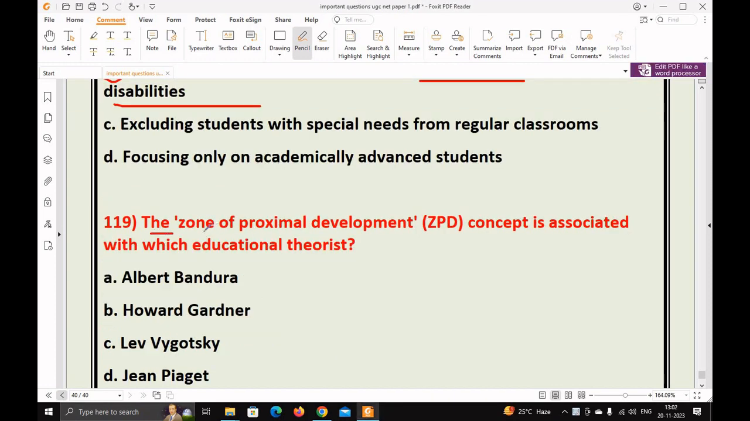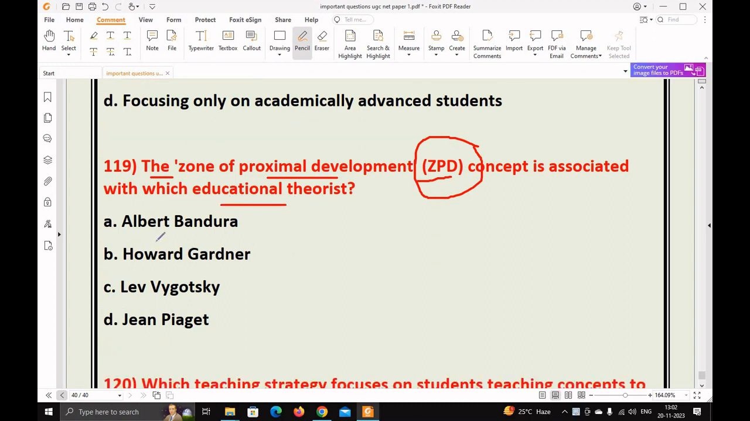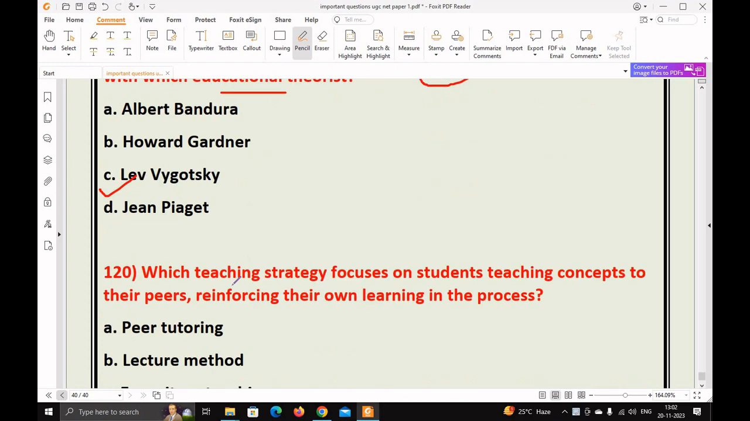Next question. The zone of proximal development, ZPD. You must also know its full form. ZPD is zone of proximal development. It is associated with which educational theorist? Options are Albert Bandura, Howard Gardner, Lev Vygotsky, Jean Piaget. The zone of proximal development, ZPD, is associated with Lev Vygotsky. Right answer is option C.